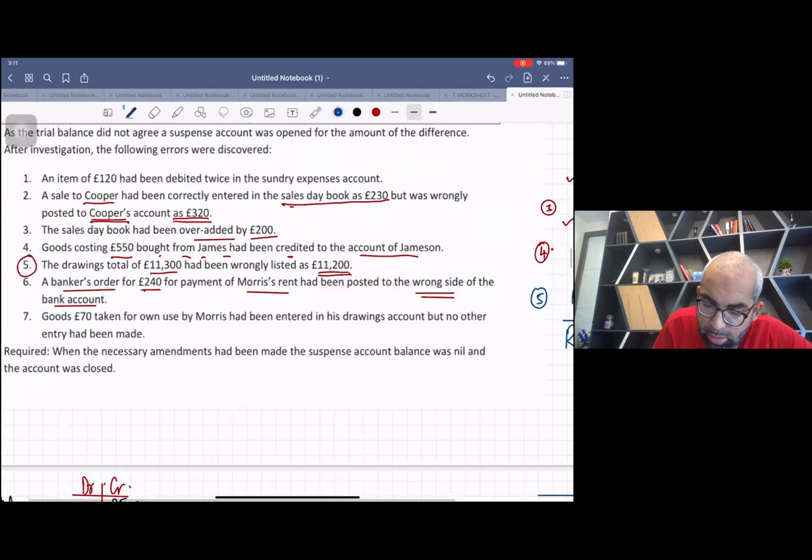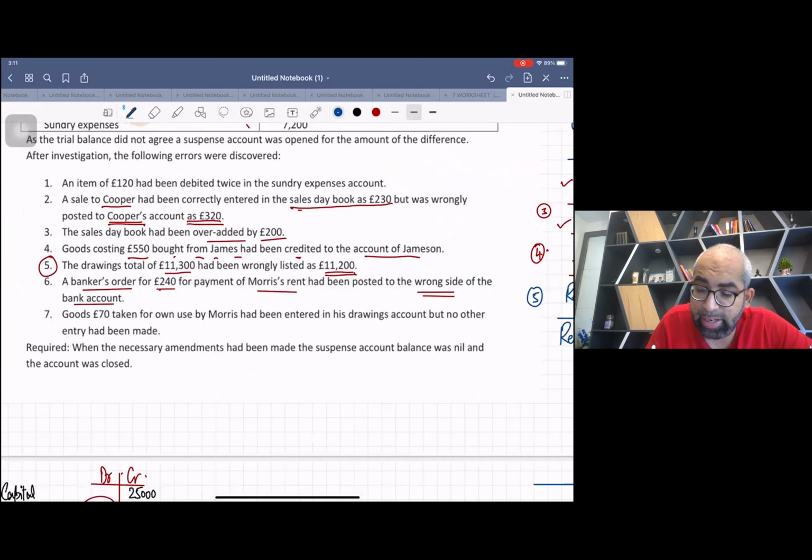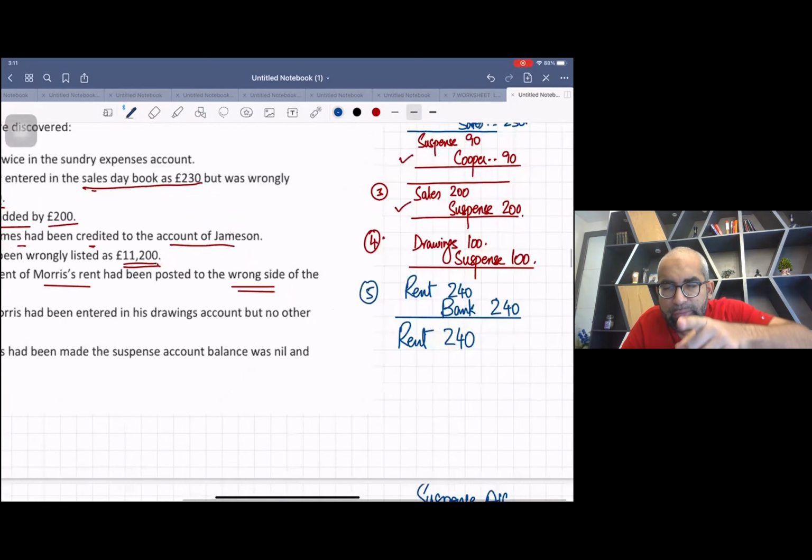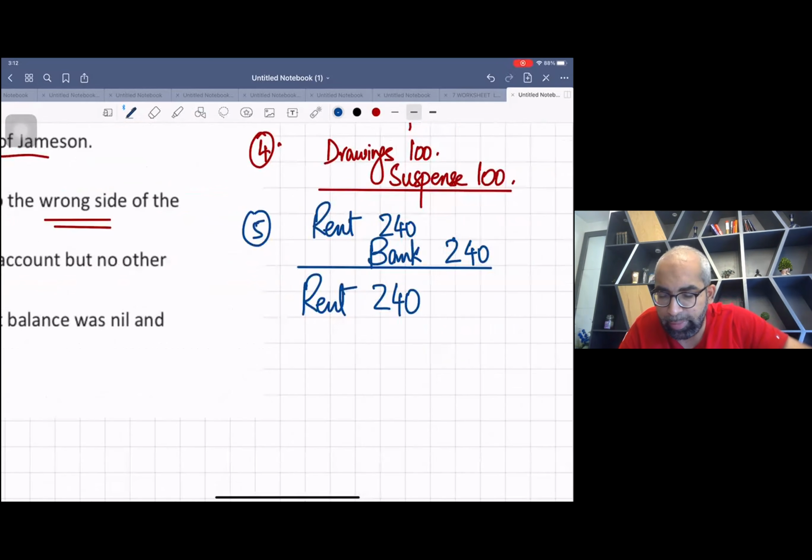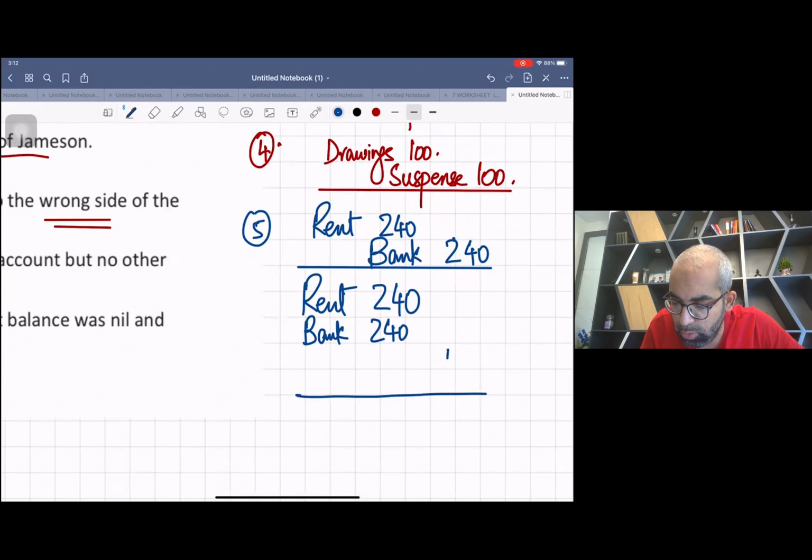See, a banker's order for 240 for payment of Morris rent had been, read it carefully, posted to the wrong side of the bank account. So in this entry, we should have credited the bank. We didn't credit. Instead, we did debit the bank. See, this was the error.